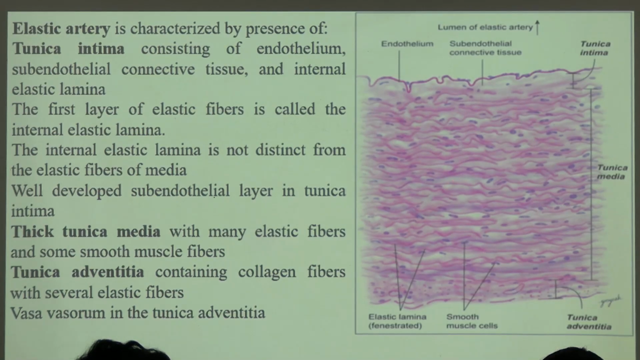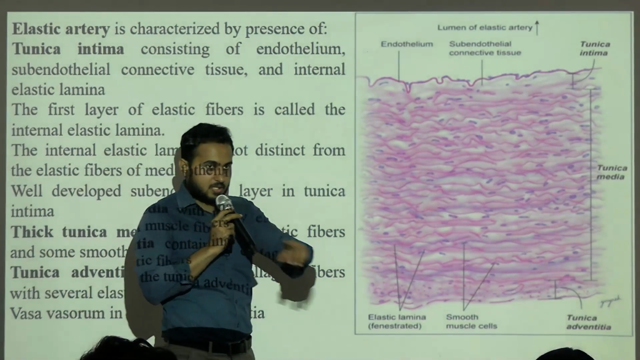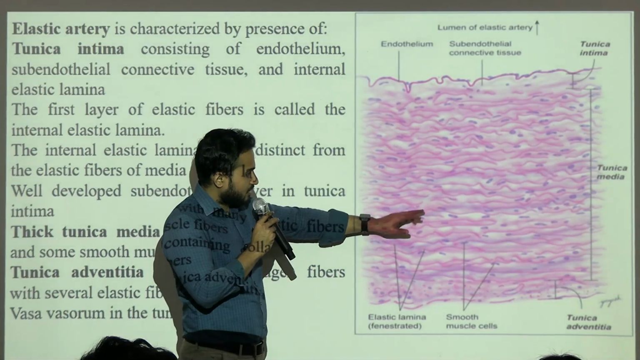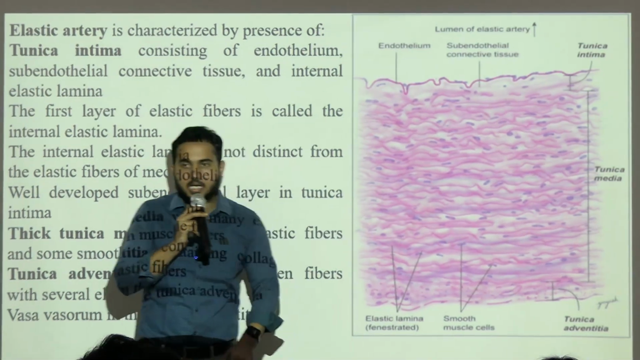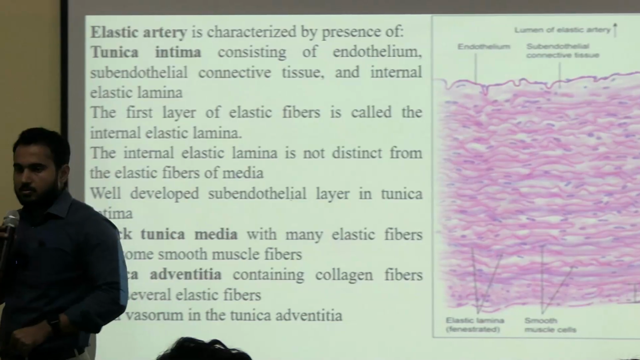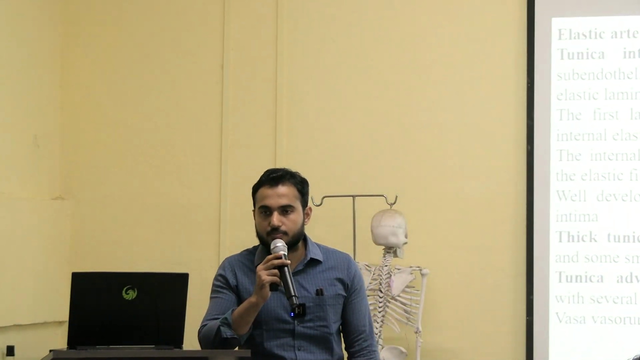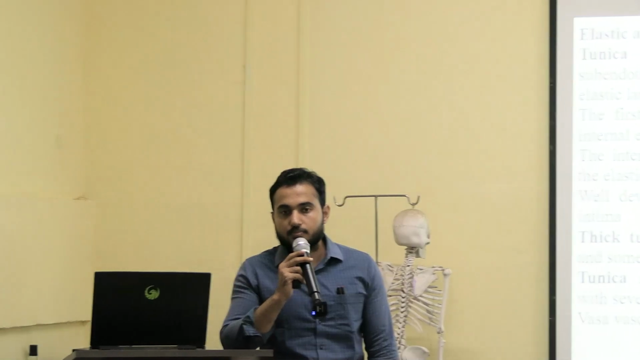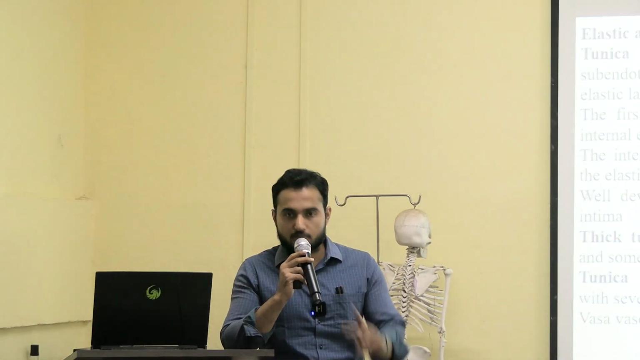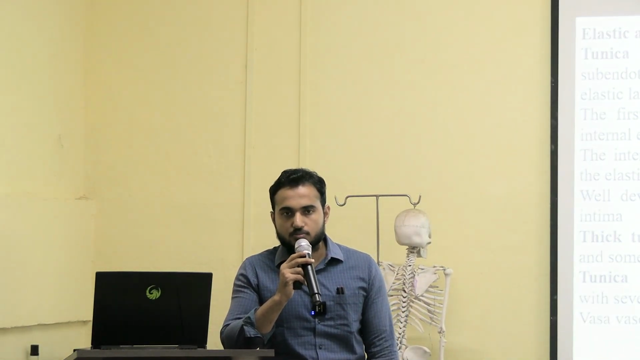Here you can see the elastic lamina, that means the sheets of elastic fibers, and very few smooth muscle cells are present. Now, if someone asks you how to differentiate between smooth muscle fibers and elastic lamina, how will you differentiate? Because you have to see this under the microscope. Very simple.